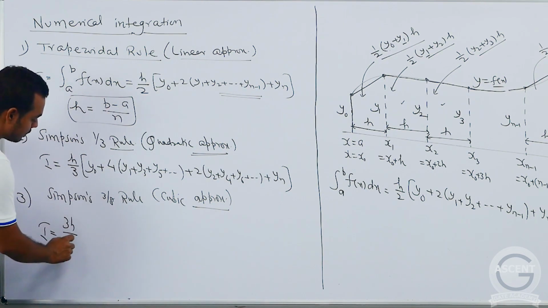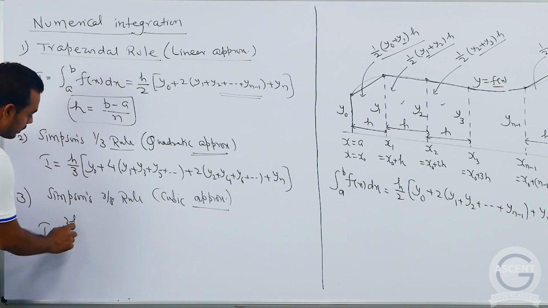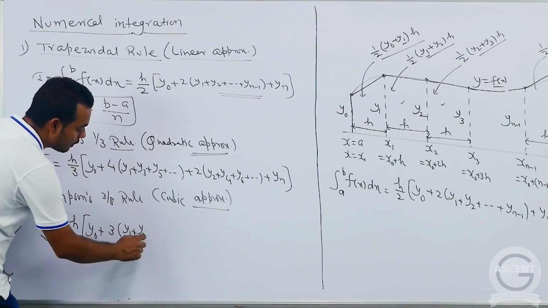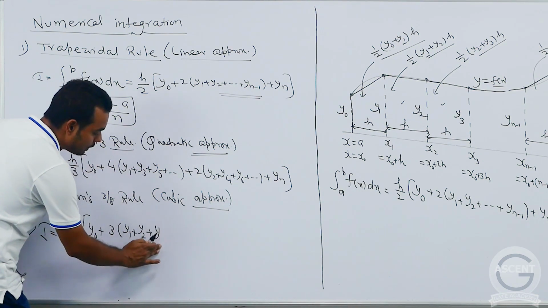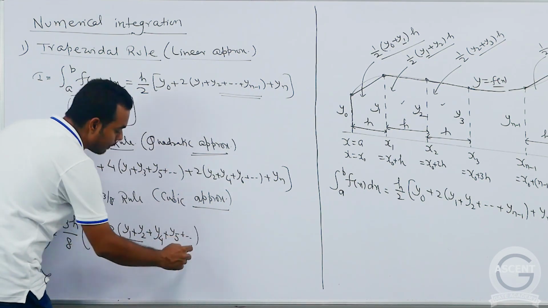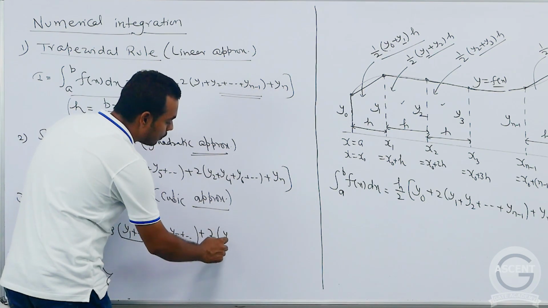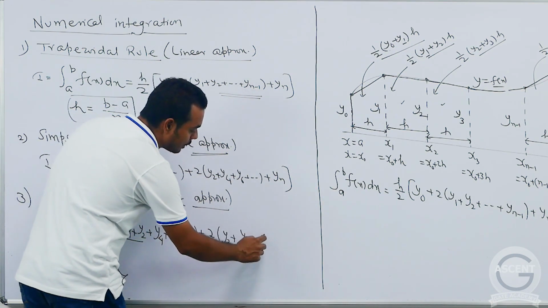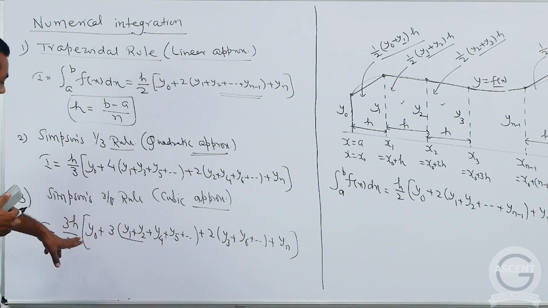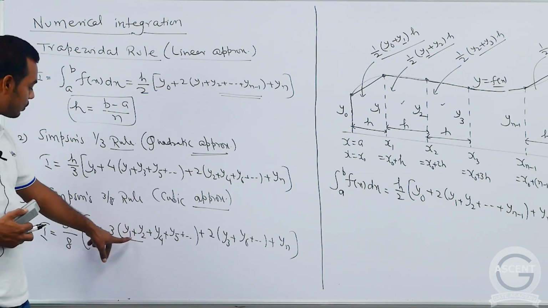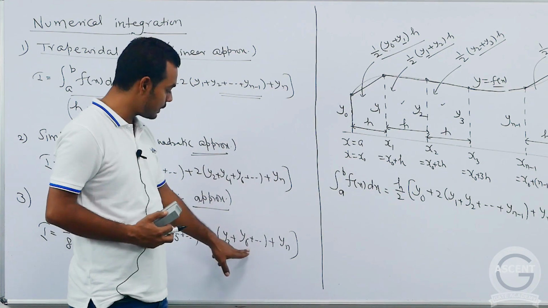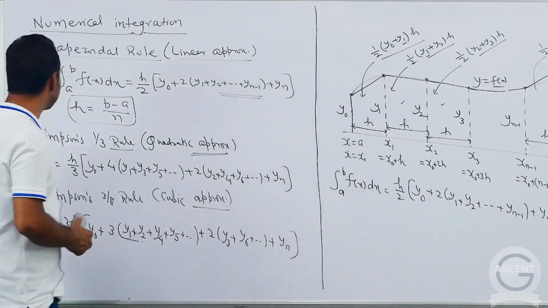So this means 3h by 8 [y0 + 3(y1 + y2 + y4 + y5 and so on) + 2(y3 + y6 and so on) + yn]. So these formulas you have to remember. Here in the 3/8 rule you have y0 plus 3 times the terms 1, 2, 4, 5, plus 2 times the terms which are multiples of 3, so 3, 6 and so on, plus yn. So these 3 formulas you have to remember.